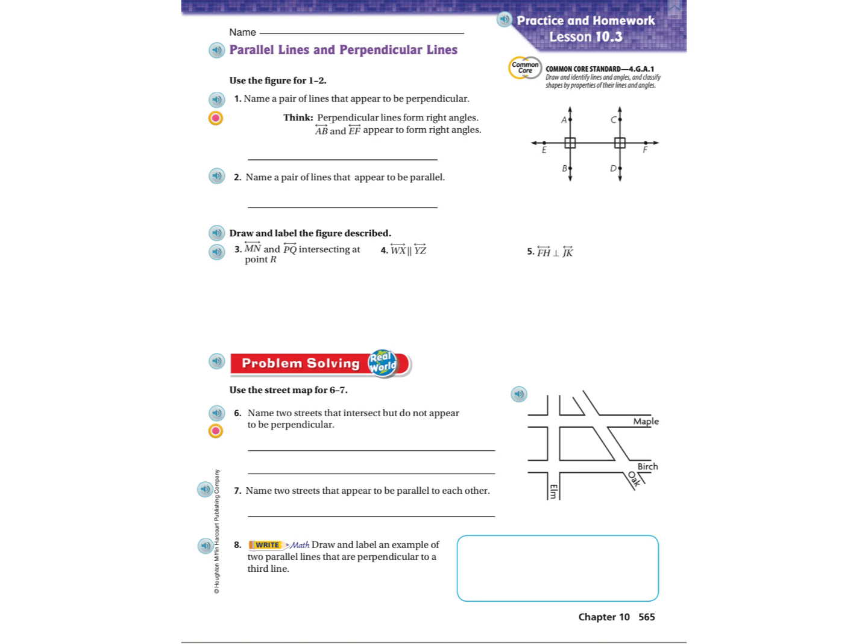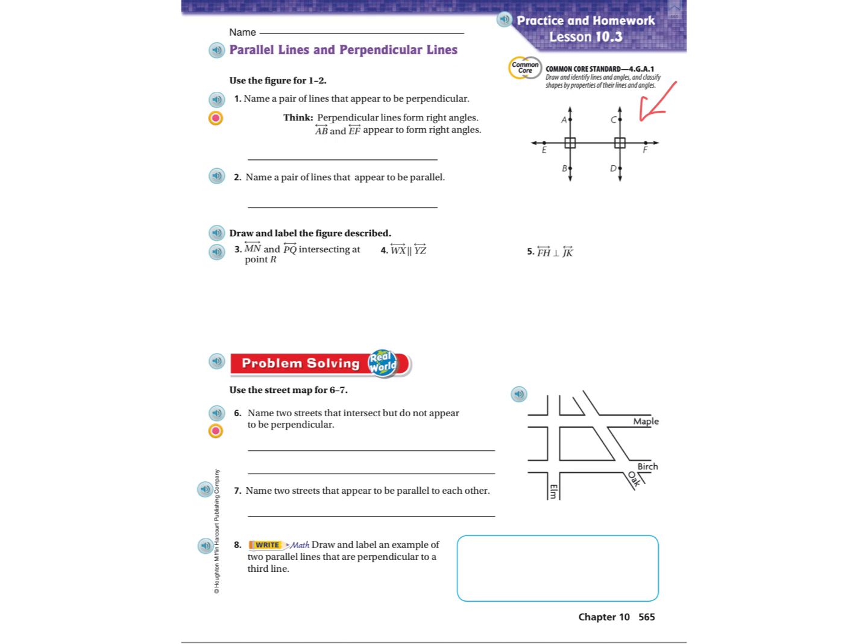We'll stop there. Okay, does it help us to read the directions? Yeah. Sure does. Let's read the directions. Ready? Go. Use the figure for 1 and 2. Crazy figure right here. Okay, so we're going to use this figure right here for numbers 1 and 2. Okay, name a pair of lines that appear to be perpendicular.